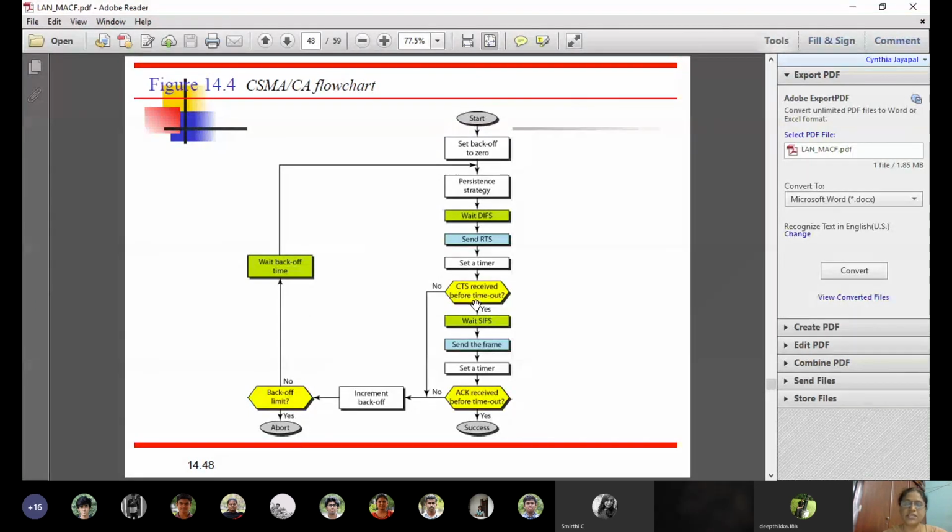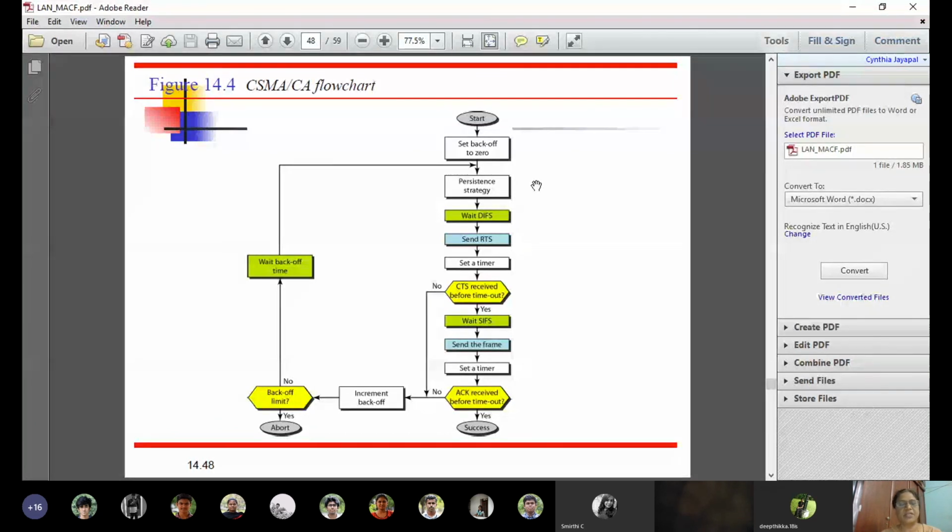In case it receives an acknowledgement, it will wait for a short time period called the SIFS time interval and then send the frame. After sending the frame, it needs to receive an acknowledgement, so it starts a timer again. Before the timer expires, if the acknowledgement is received, then it is a successful transmission. Suppose the acknowledgement is not received, what should it do? It should increment the backoff timer, wait for the timer, and then again wait for the channel to be free, and access the channel after a certain time period.